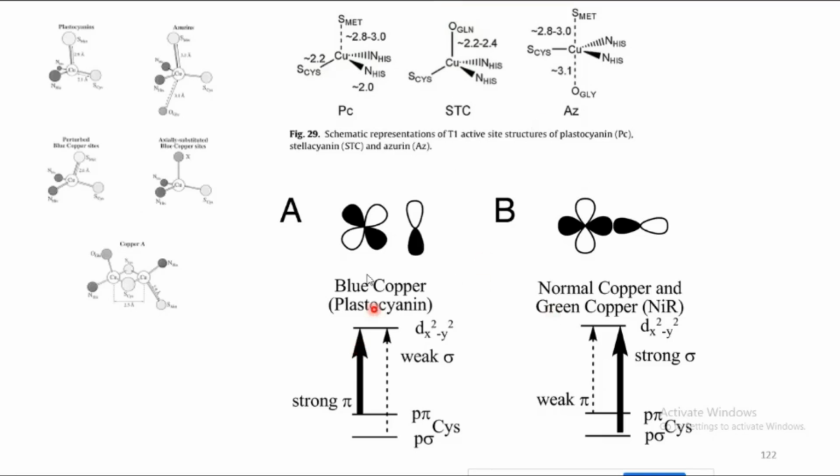What is happening in the blue copper? You can see it can undergo strong pi overlapping of the cysteine sulfur with the copper d x square minus y square orbital. So the sigma bonding is very weak. Whereas in the case of normal copper, strong sigma donor properties are exhibited between the cysteine sulfur and the copper. So the enzymatic environment is entirely different from that of the normal copper centers.